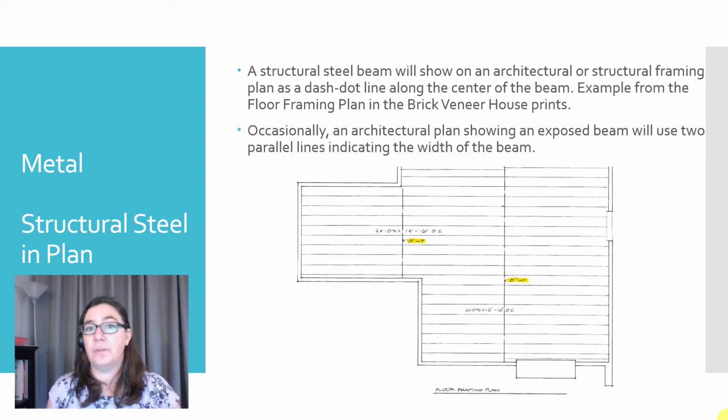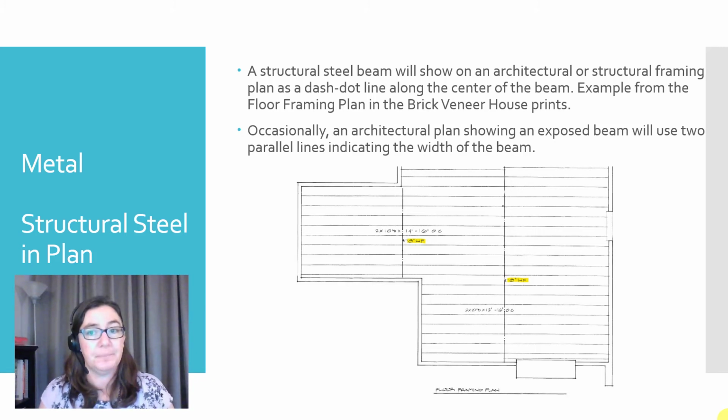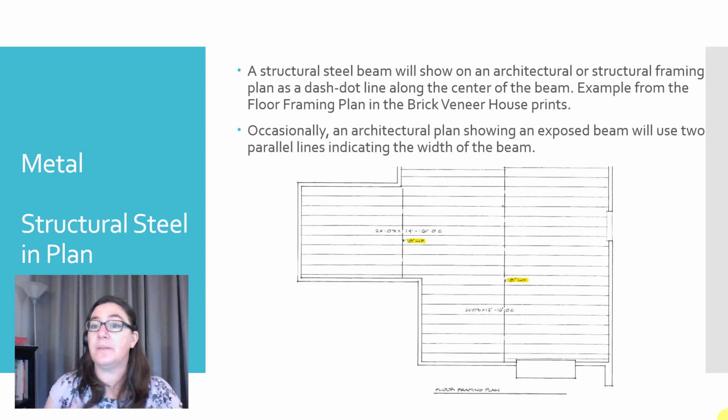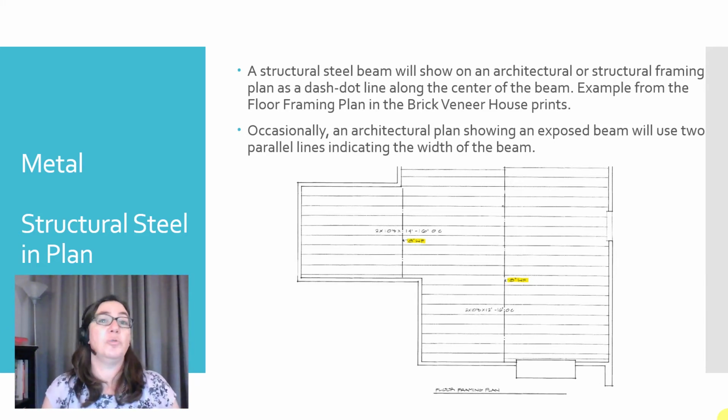Starting out with the structural steel, you can show a structural steel beam on an architectural plan or a structural framing plan, and it's typically a dashed dot line along the center line of the beam. All right, and so here's an example from the floor framing plan in the brick veneer house print set. Occasionally, you'll see this on an architectural set with two lines indicating the actual width of the beam. It depends on what they're trying to convey with the particular drawing.